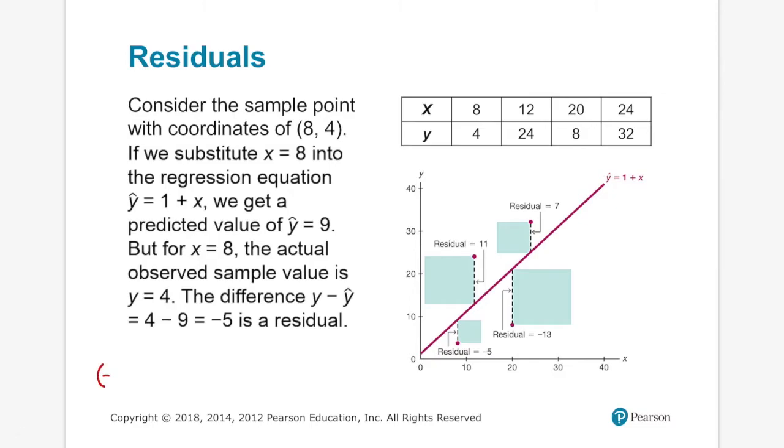If I take the residuals negative 5 squared plus 11 squared plus 7 squared plus negative 13 squared, the answer to this sum will be the least of the sum of the residual squares. Then this will be the best fit line.